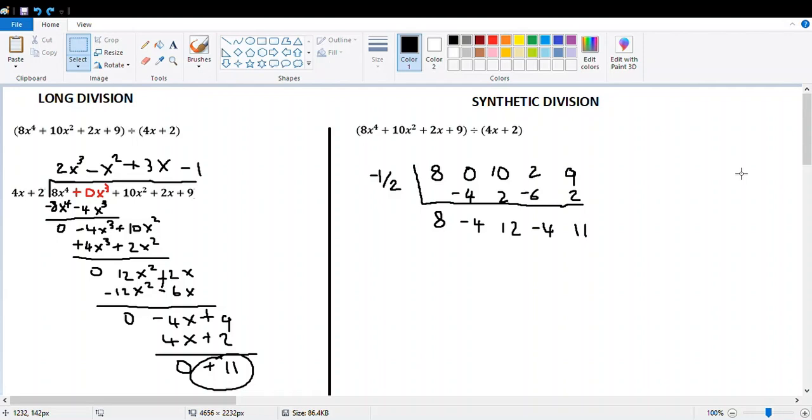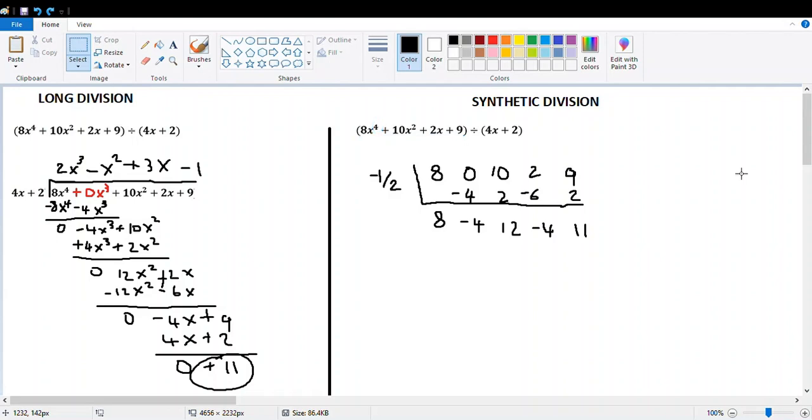Now these numbers over here are the coefficients for the answer. Keep in mind this information. The dividend for the original exercise is this one, and the greatest exponent, or the degree of the polynomial, is this one, which is 4.